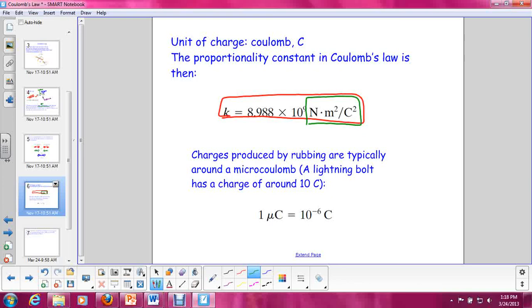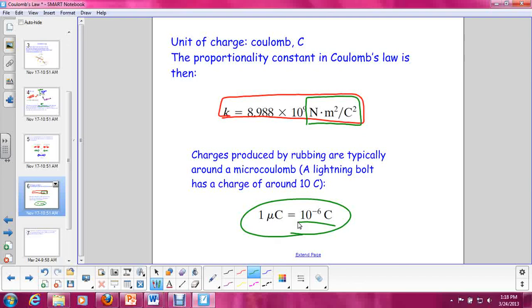It turns out that the charges produced by rubbing things together, like a balloon on your hair, are typically around a microcoulomb. And remember, micro is times 10 to the minus 6. So if it's a dry winter day and you're in your stocking feet and you shuffle your feet around on the carpet, you are picking up electrons. You will probably pick up about a microcoulomb worth of charge, and that is, in fact, enough to zap you when you go to touch the metal doorknob.